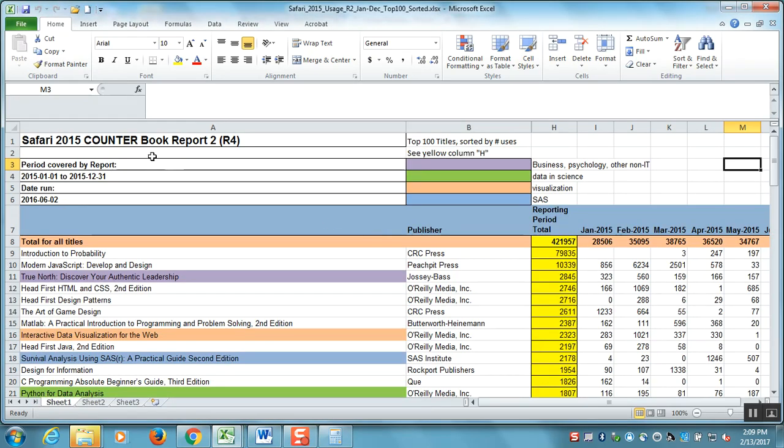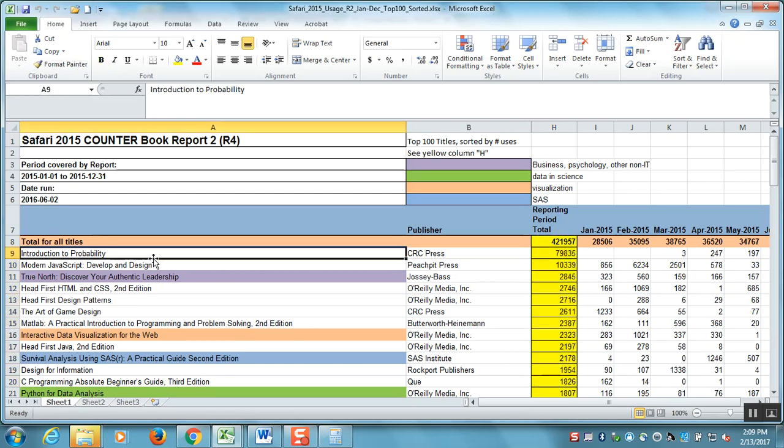Here is the book report, which is book report 2, revision 4, R4. I've done a lot of analysis using this. So what it is, I got all the information and then I prettied it up. I made it look really good. I sorted it by highest use to lowest use titles.